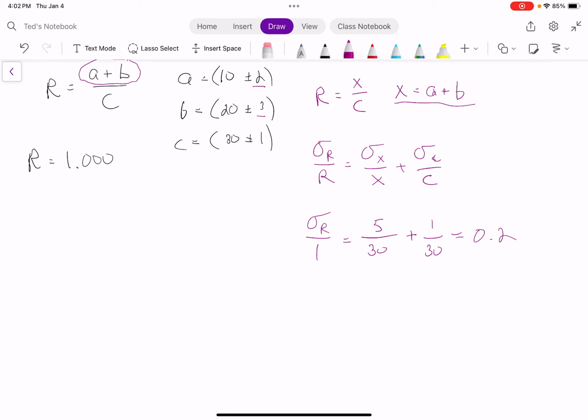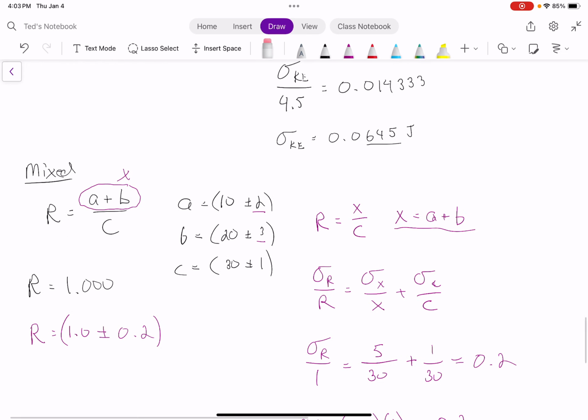Okay, and now to find the uncertainty in R, we need to multiply both sides by R, which in this case is 1, but it could have been something different. So if I multiply both sides by R, I get the uncertainty in R is equal to 0.2 times 1, which is still 0.2. So the uncertainty in R is 0.2. So that means that R is equal to plus or minus 0.2. And since I kept the tenths place in this uncertainty, I want to keep the tenths place in R. So I get 1.0 plus or minus 0.2 as my value for R with its uncertainty.